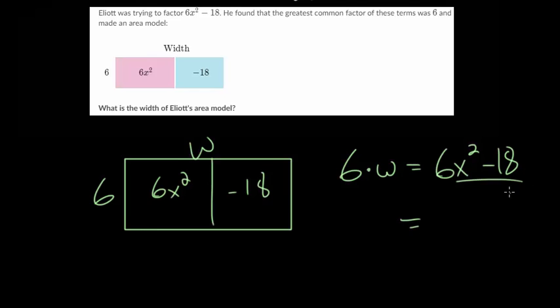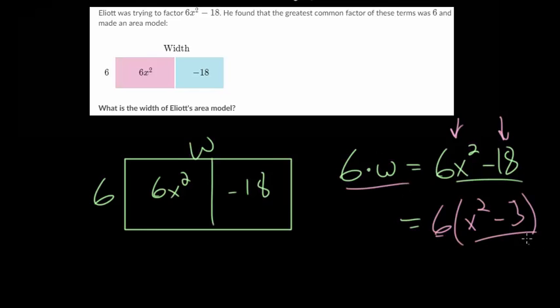So if we start on this side to try and figure out what w is, let's see if we can factor something out. And what you can see is that each term is a multiple of 6. So I'm going to factor a 6 out, and I'd be left with an x squared here. And when I pull 6 out from this, we ask 6 times what would give you minus 18. And that would be minus 3. So when we factor this out, this 6 times w is 6 times this expression here. So it looks like our width is this x squared minus 3.